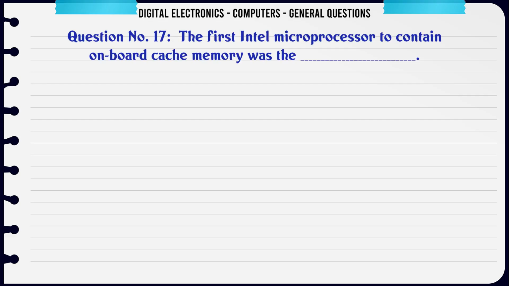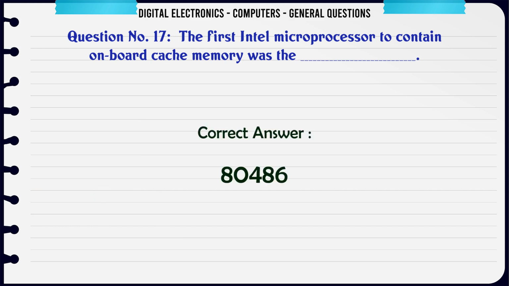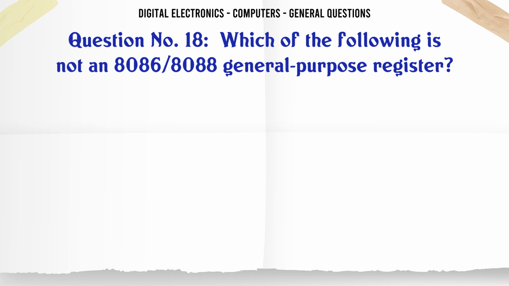The first Intel microprocessor to contain on-board cache memory was the A. 80386, B. 80486, C. Pentium, D. Pentium Pro. The correct answer is 80486.